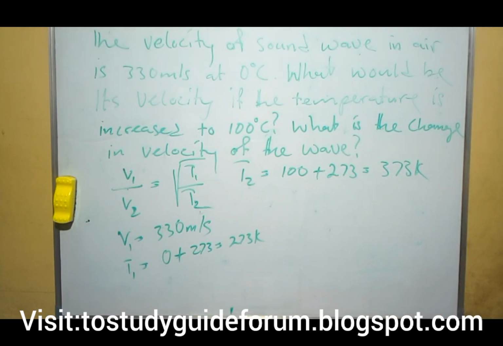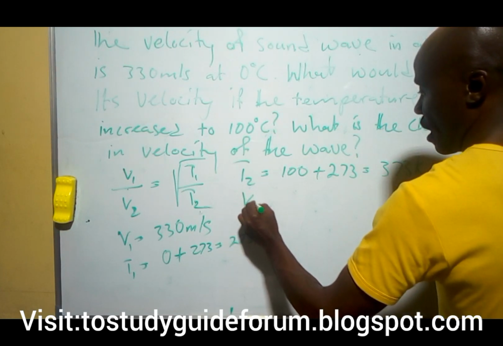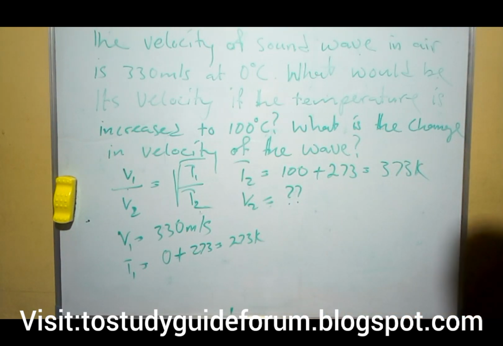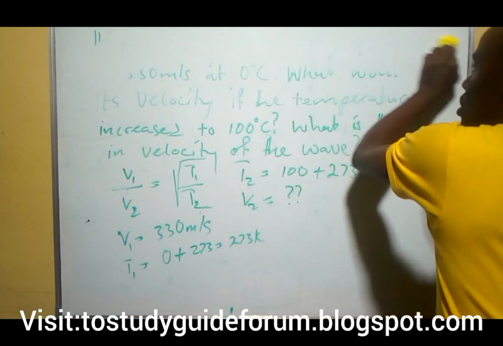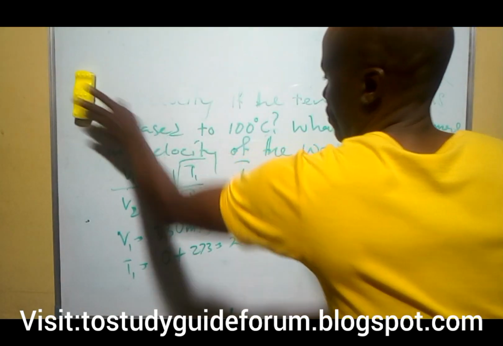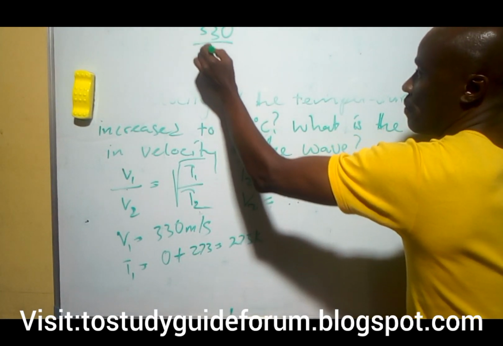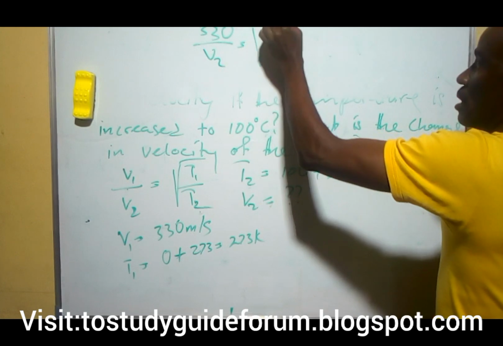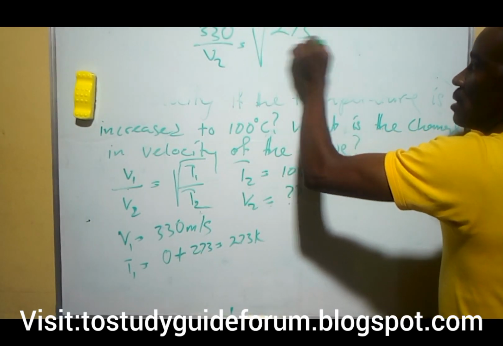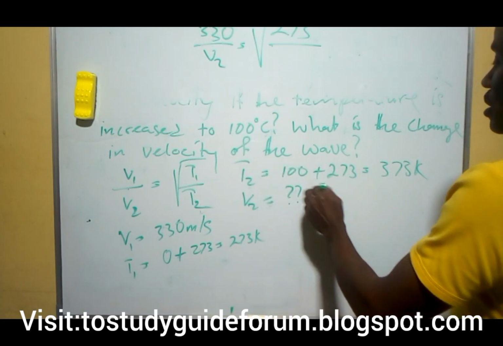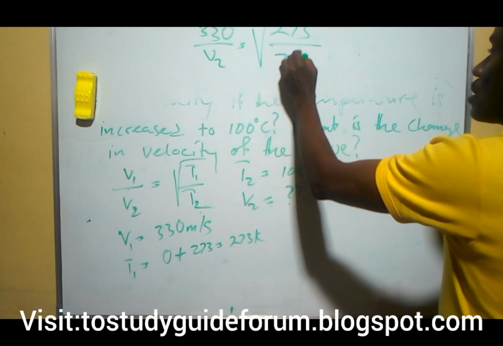So the next step is to substitute these values because we don't have V2, which is the velocity when the temperature increases. So we are going to do the substitution, adding the values where they are supposed to be. We have V1 to be this, then V2 is unknown, and the temperature T1 is 273, and the next one is the temperature T2, which is 373.